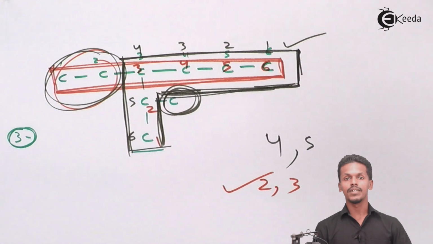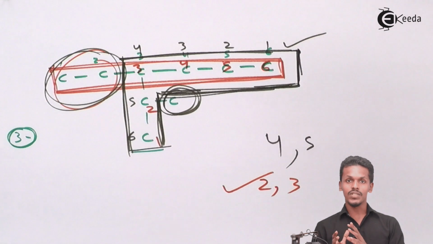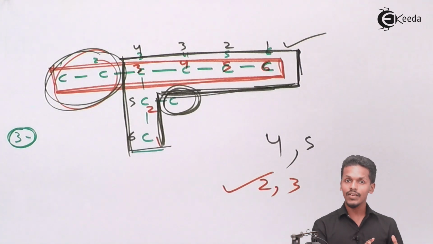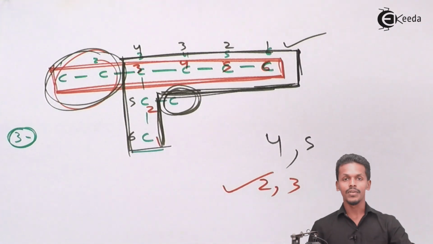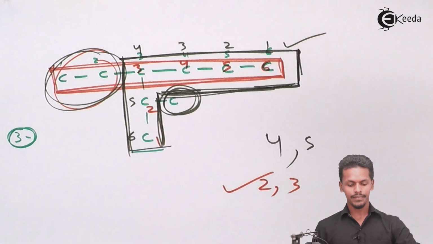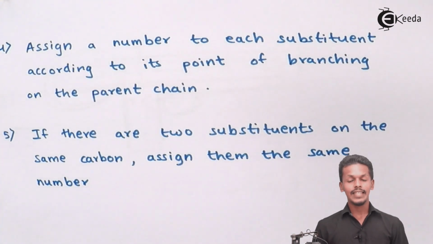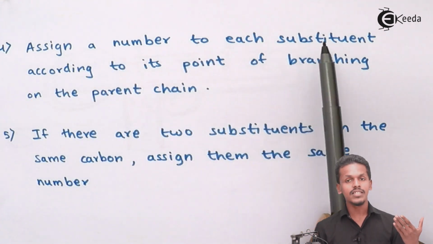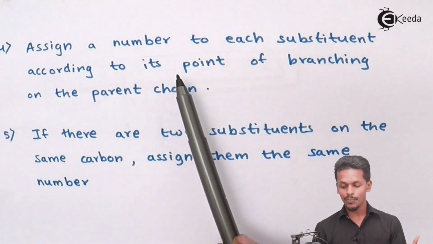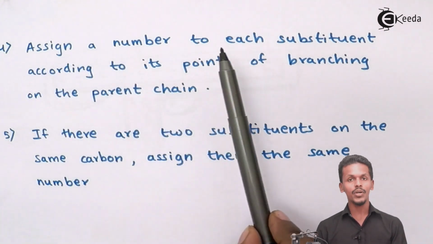Now let us talk about the next one, because there are multiple things that we have to choose and think about so as to give an IUPAC name. So it is very necessary for us to understand this rule. Now, talking about the next rule that we have, it says that we have to assign a number to each substituent according to its point of branching on the parent chain. Yes, we have to assign a number to each substituent.